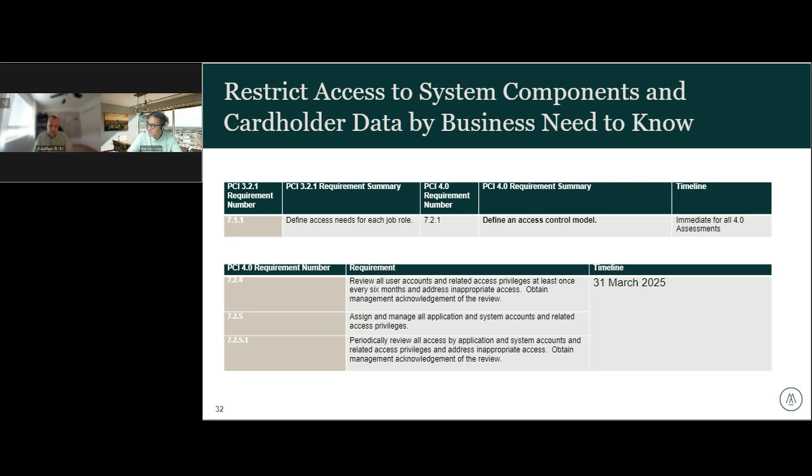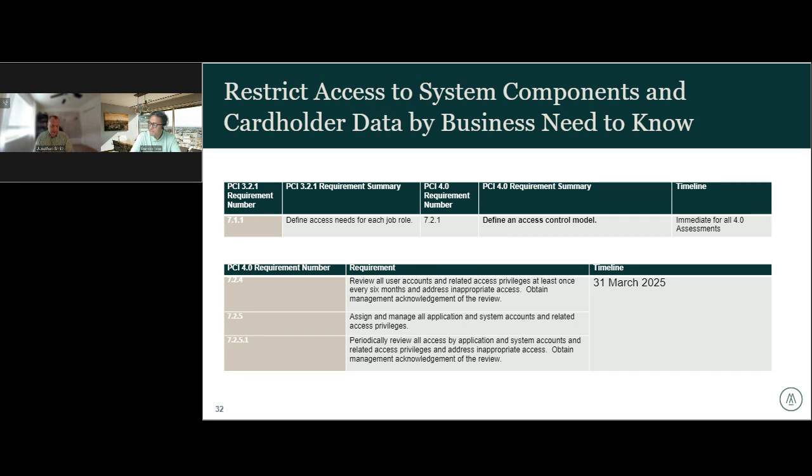Moving on to some of the new requirements, believe it or not, the PCI standard did not really require user access reviews in the past. Well, here they are. So in 7.2.4, you as an organization need to do user access reviews every 6 months and fix any type of issues that you identified as part of the user access review. If someone has inappropriate access, scaling that back, and then getting management's acknowledgement of the review.